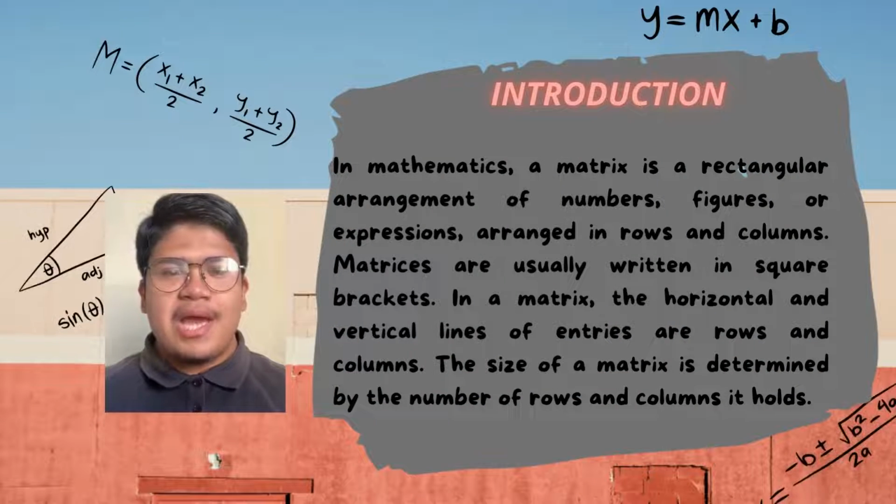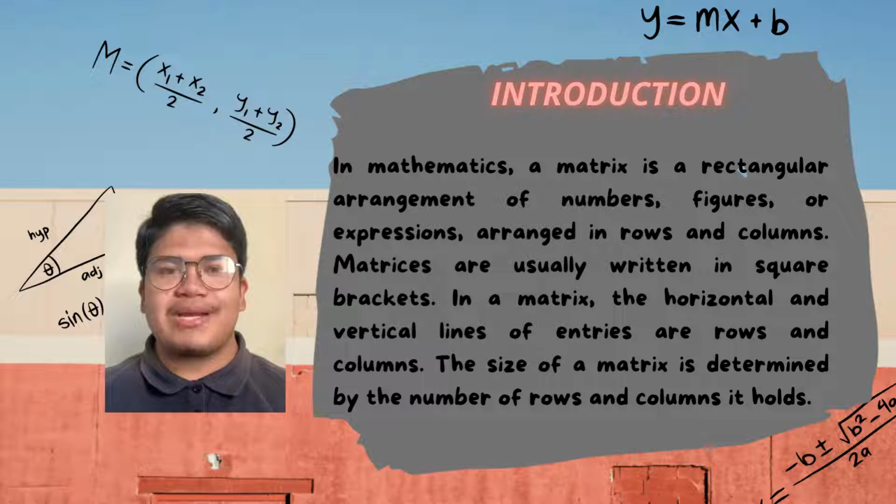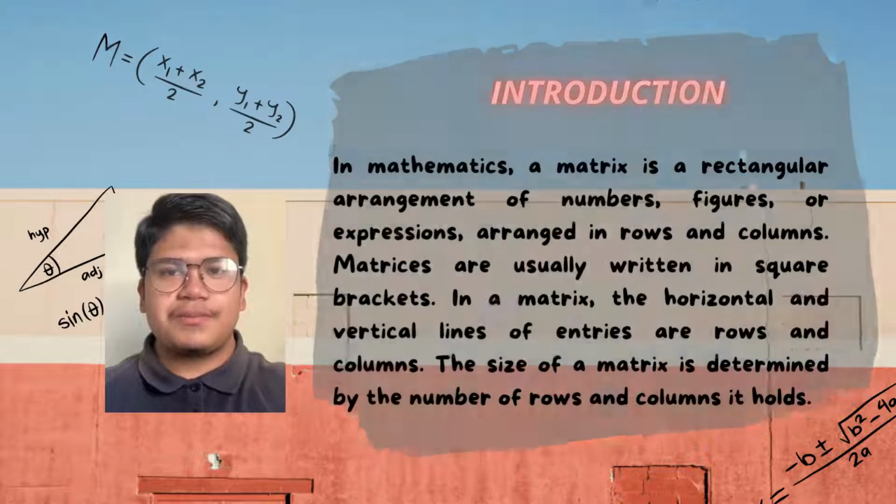In mathematics, a matrix is a rectangular arrangement of numbers, figures, or expressions arranged in rows and columns. Matrices are usually written in square brackets. In a matrix, the horizontal and vertical lines of entries are rows and columns. The size of a matrix is determined by the numbers of rows and columns it holds.